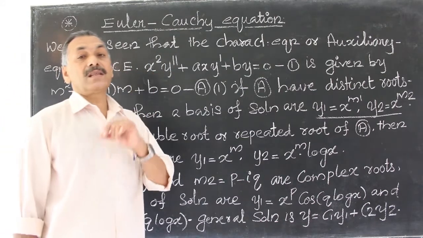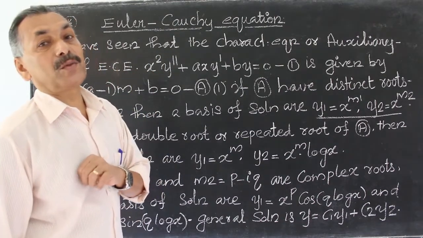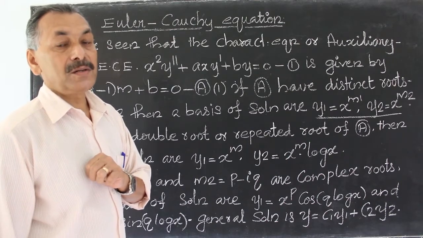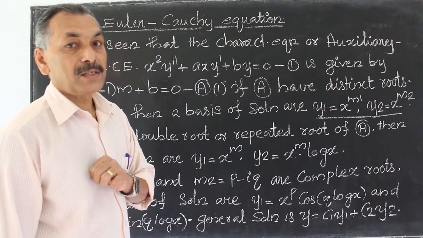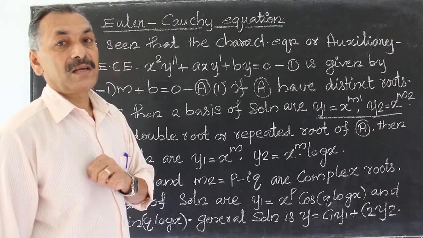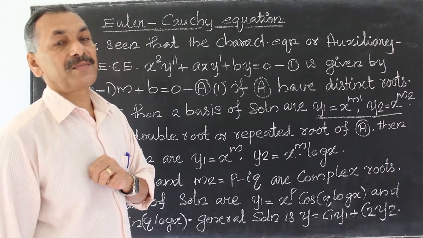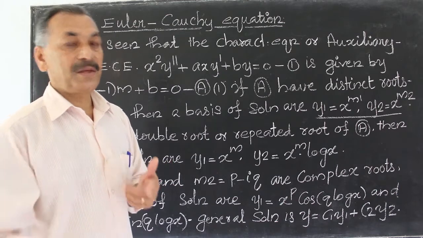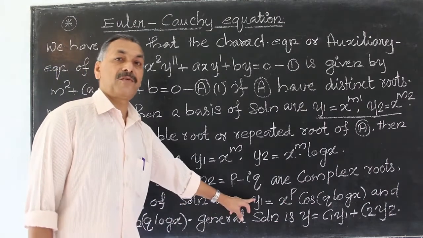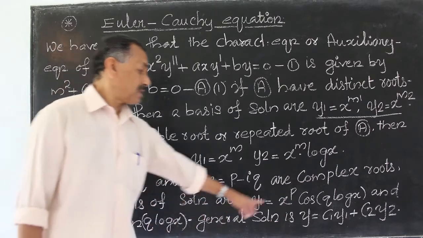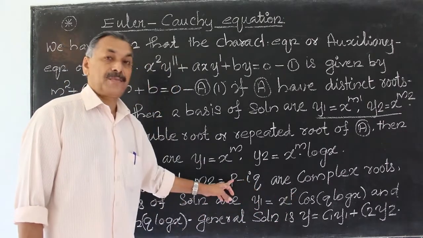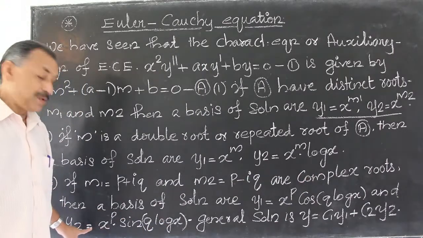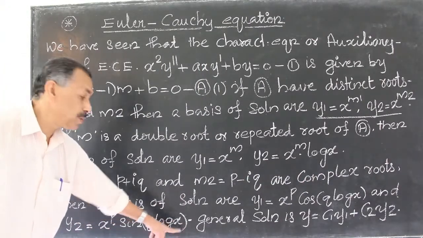In the case with constant coefficients, it is e raised to px into cos qx, that is, e raised to px into cos omega x, and e raised to px into sin omega x. Here, y1 is equal to x raised to p, where p is the real part, into cos(q log x), and y2 is equal to x raised to p into sin(q log x).